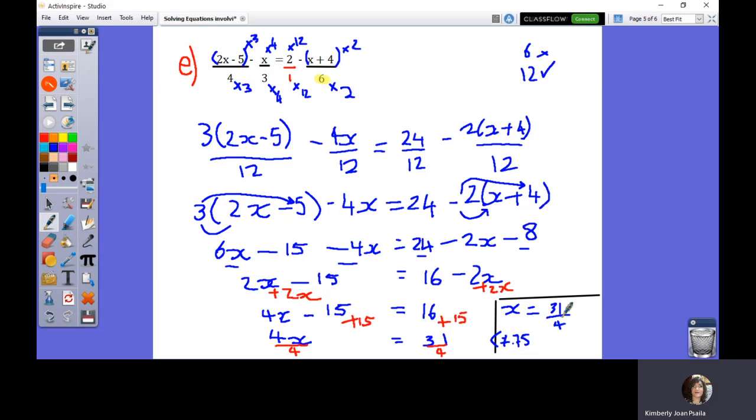or else you can change this improper fraction to a mixed fraction, right? Say the table of 4 until you arrive at 31. So there you have 7. 7 times 4 is 28. 28 until 31 is a remainder of 3 all over 4. Either this, or this answer, they are all correct.